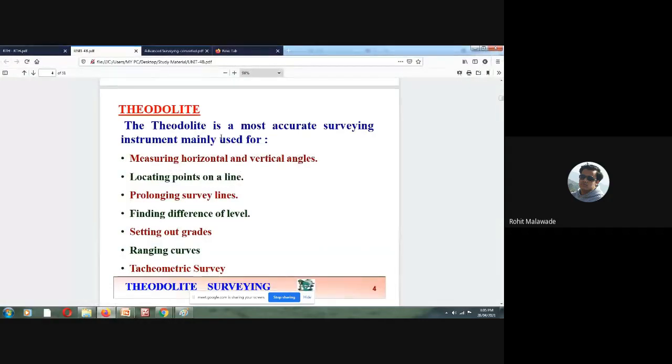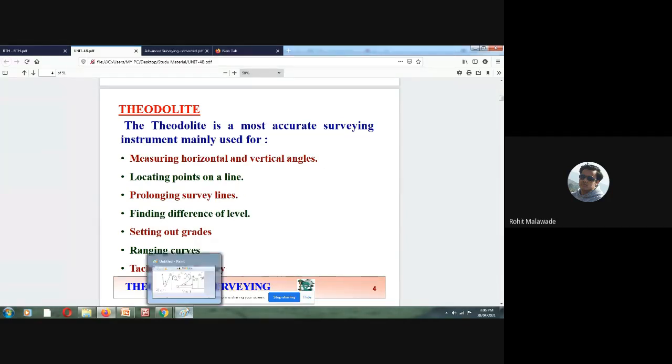So why is the theodolite used? The theodolite is used for measuring both the horizontal and the vertical angle. And it is used to locate points on a line. If I want to locate points on a line, for that also I will be using this particular theodolite instrument.